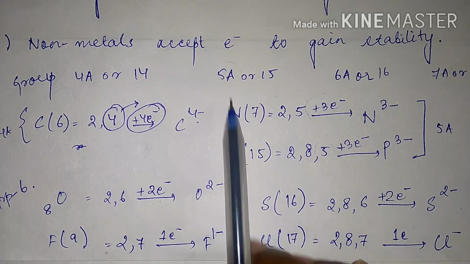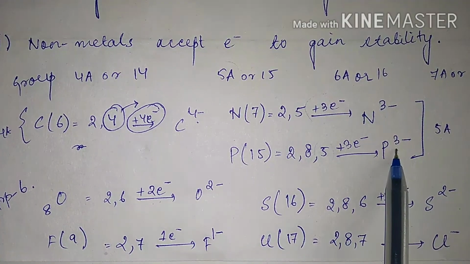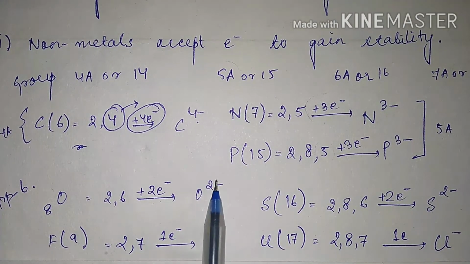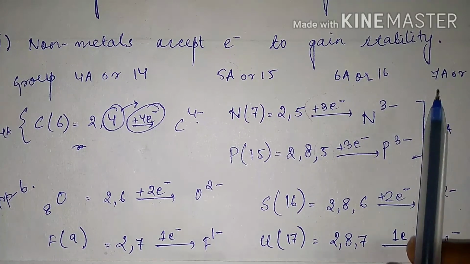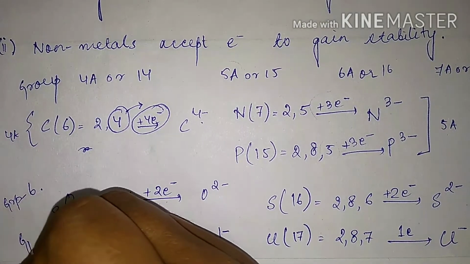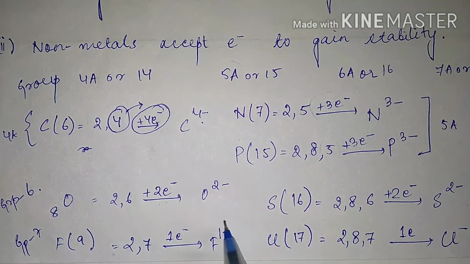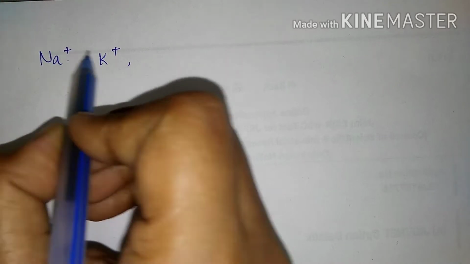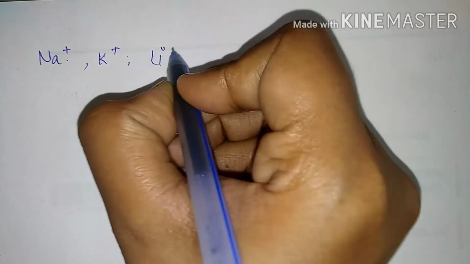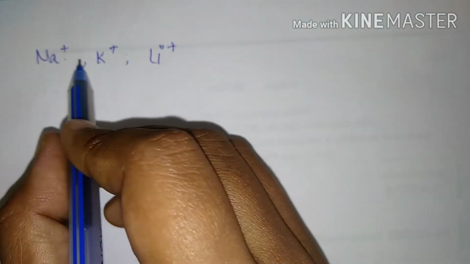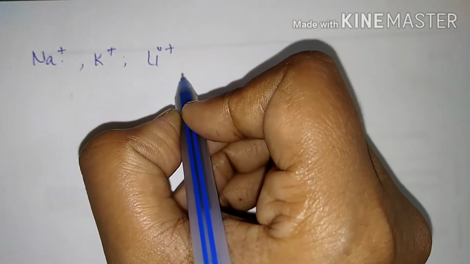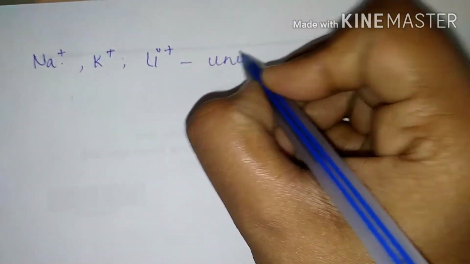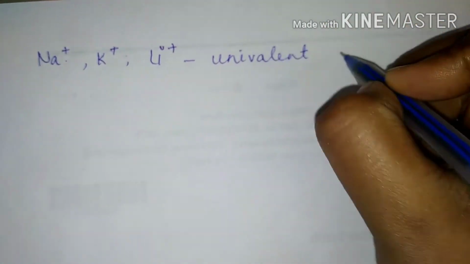In case of group 5A, the valency was 3 minus. In case of group 6A, the valency was 2 minus. And in case of group 7A, that is group 7, we have the valency to be 1 negative. So in metals like sodium, we have the charge plus, potassium also plus, then lithium also plus. These kind of ions in which the charge is plus 1 are known as univalent ions or cations.